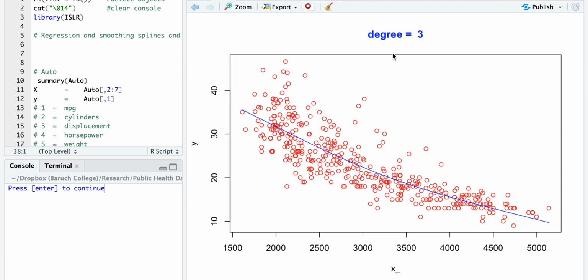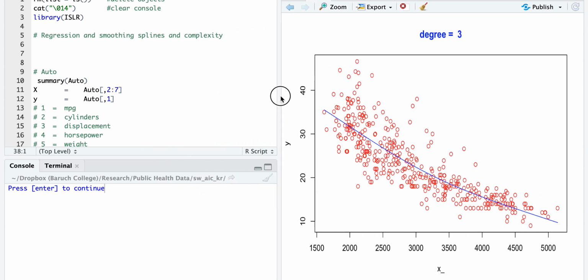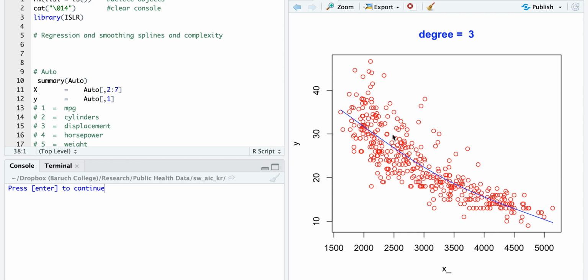So you see, this is degree 3. Degree 3 is not a line. It's a quadratic, but the quadraticness is very small. You see it happens here. Why? Because the relationship is not that curved, or it's not quadratic. So the degree is 3. Now I click enter. Degree 4. Just change this slowly.